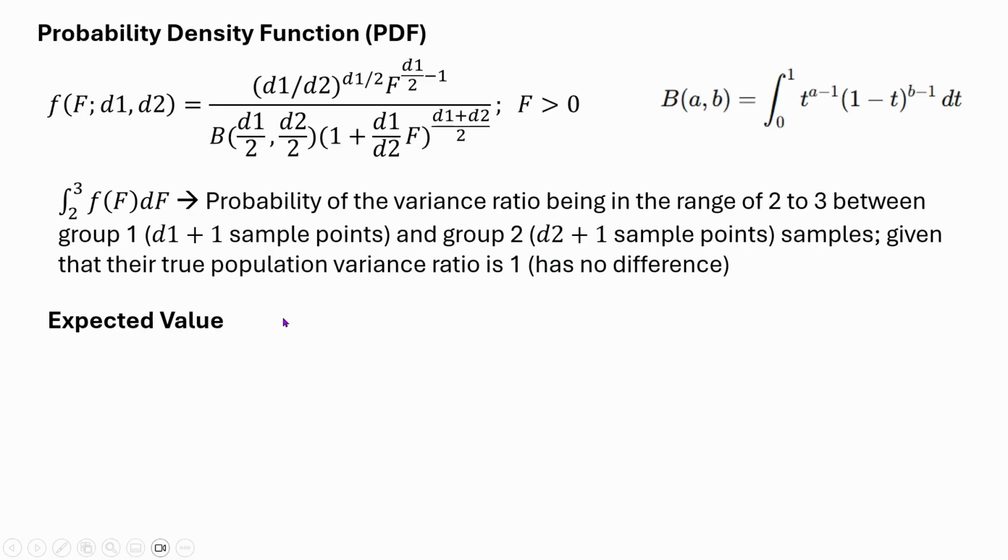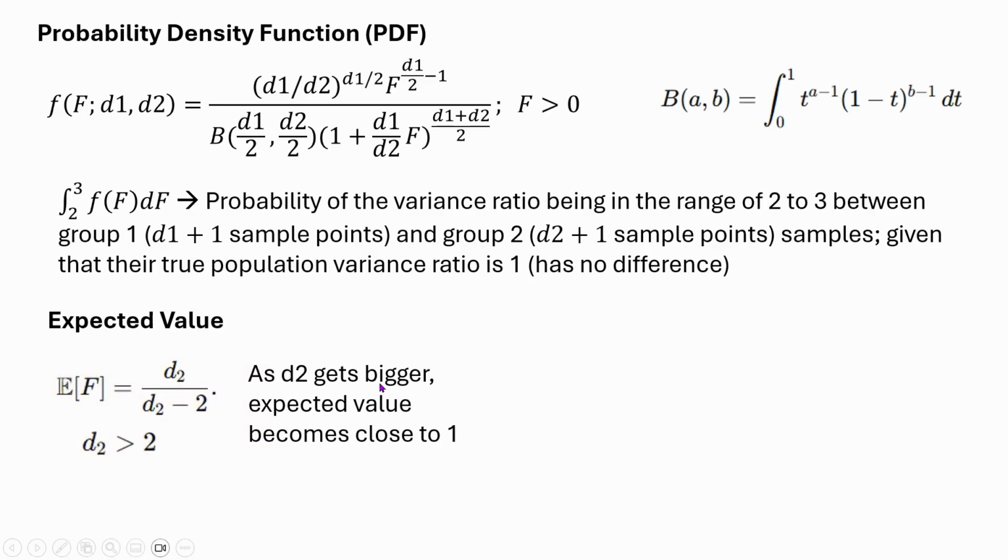So what is the expected value? The expected value equation is this, which is very simple, and d2 has to be greater than 2 because the expected value cannot be negative, and if d2 equal to 2, then it will be undefined, infinity. So as d2 gets bigger, the expected value becomes close to 1. So understand that if d2 is equal to 3, then this value is 3. But if d2 is 1000, then this is 1000 divided by 998, which is very close to 1. And the bigger d2 gets, the closer we get to 1.